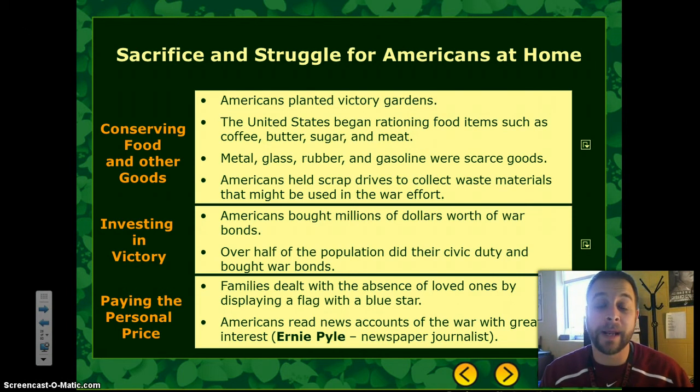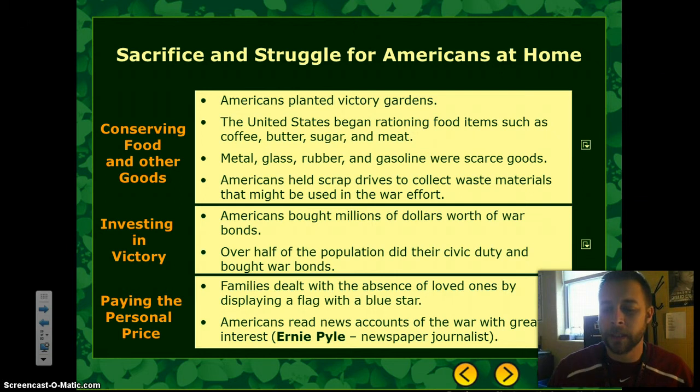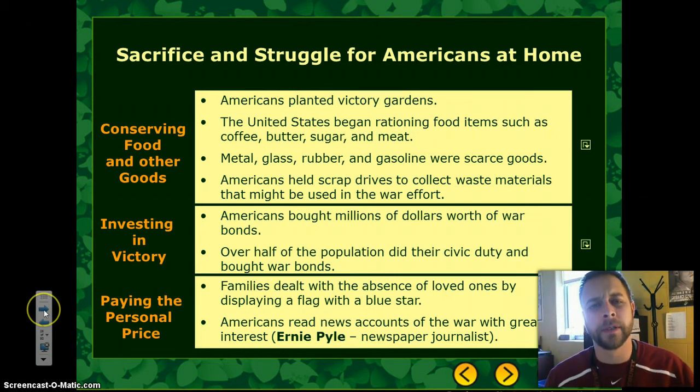And of course, everybody read about the war all the time in the newspapers. And one of the most popular journalists was Ernie Pyle, who represented the soldier's view really well.